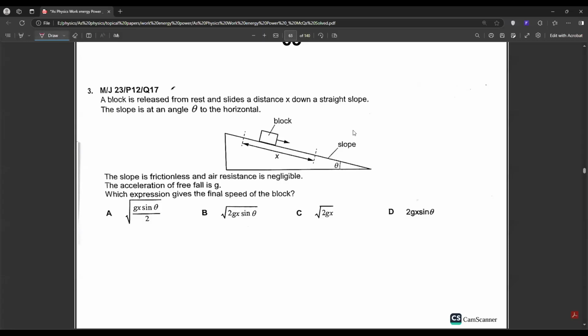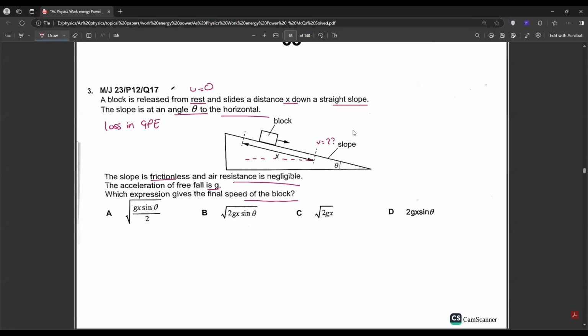A block is released from rest. Okay, so the initial velocity is 0 and slides a distance x along a straight slope. The slope is at an angle of theta to the horizontal. The slope is frictionless and air resistance is negligible. The acceleration of free fall is g. Which expression gives the final speed of the block? We have to calculate the final speed of the block here. How will we do that? Pretty easy. First of all, to calculate the final speed, what can we do? We can calculate the loss in gravitational potential energy. What will be the loss in gravitational potential energy?